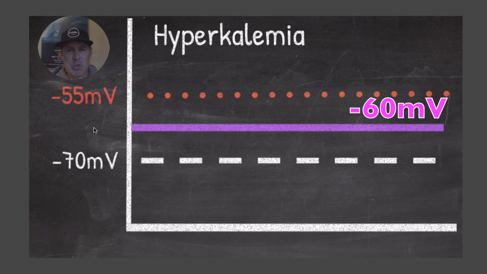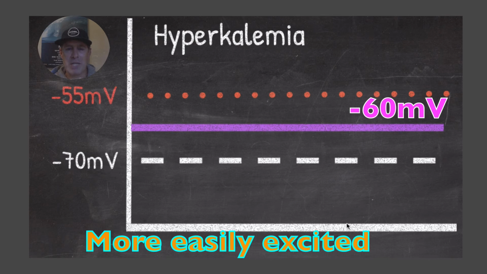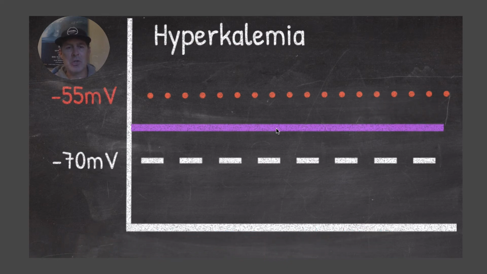So we're closer to threshold, and the neuron can be excited with a smaller graded potential. We don't need as great a stimulus during hyperkalemia because the resting state of that cell is closer to threshold.